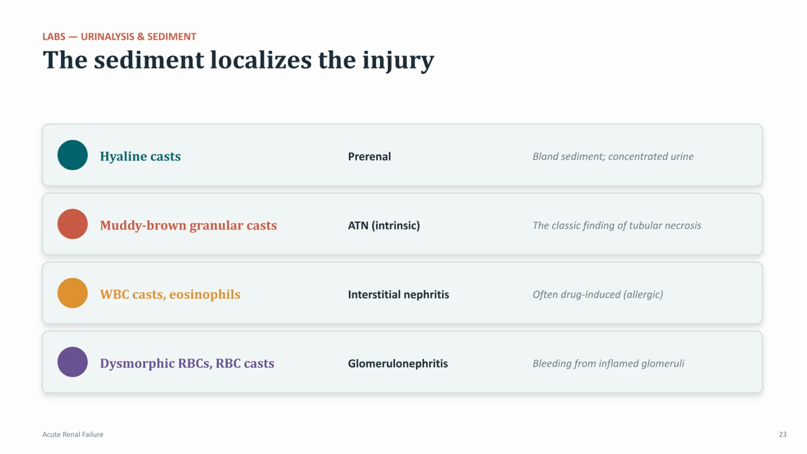Analyzing urine sediment is akin to looking at a biopsy under the microscope. Granular muddy brown casts are hallmark findings of acute tubular necrosis. Meanwhile, white blood cell casts point to interstitial inflammation, and red cell casts suggest glomerular bleeding. These findings provide immediate clues to the specific underlying pathology.